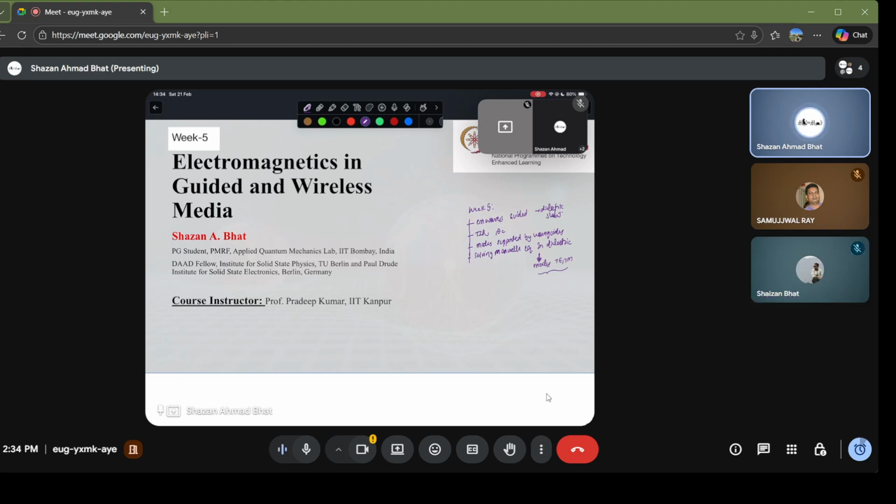So let me just reconnect it from the device.